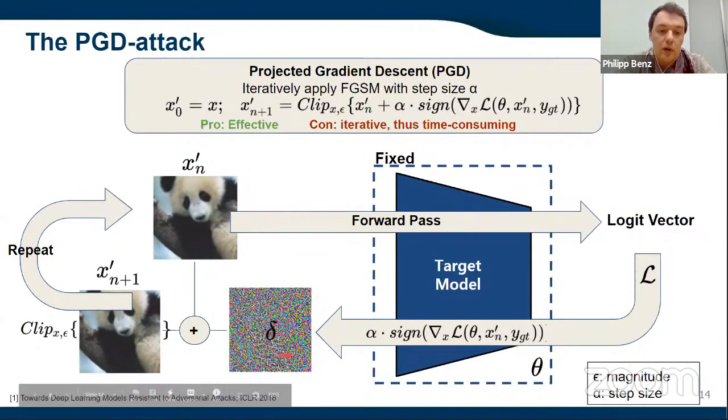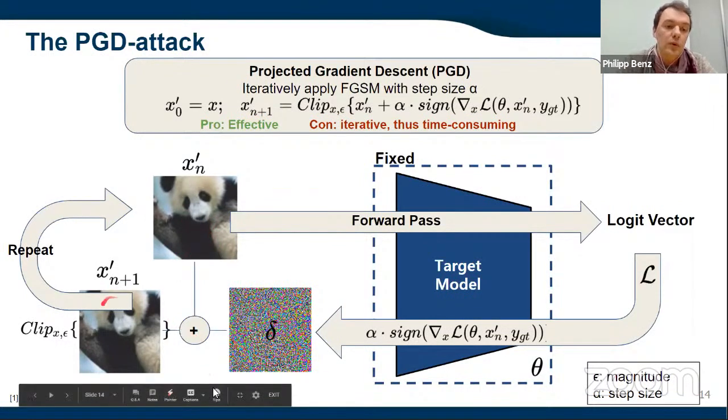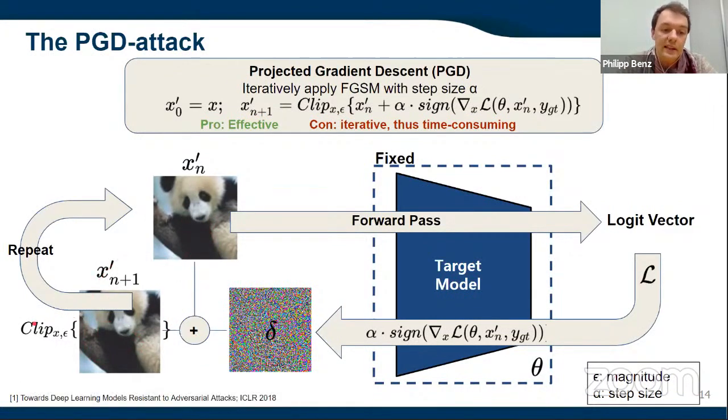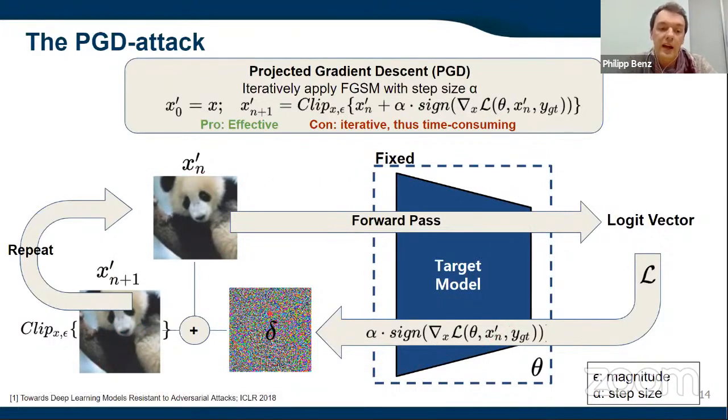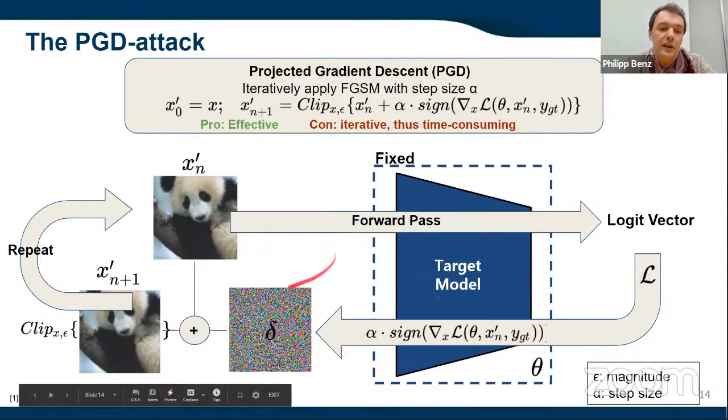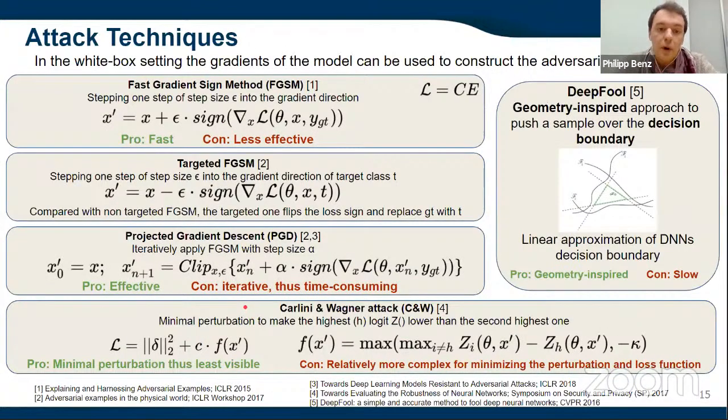Then we get our first delta, we add this delta to our last image, and we end up with our new image. We make sure that we are in the allowed magnitude range. And then we repeat this process with this new image as the input, and this goes in circles. Usually for an attack, people use an iteration size of 7. So I do the circle 7 times, and then I get my resulting adversarial perturbation.